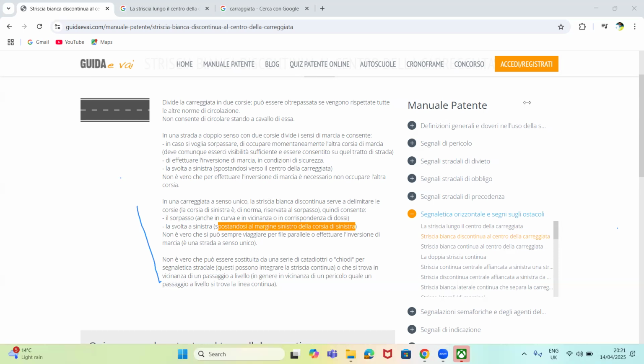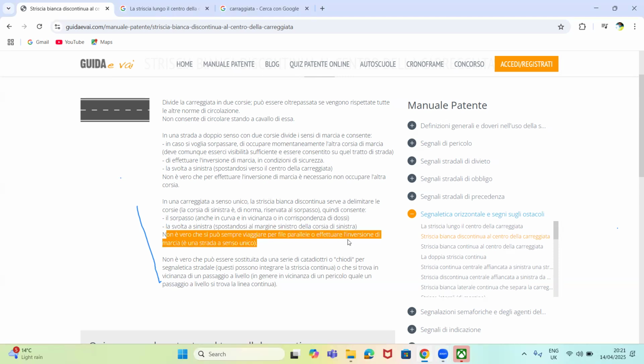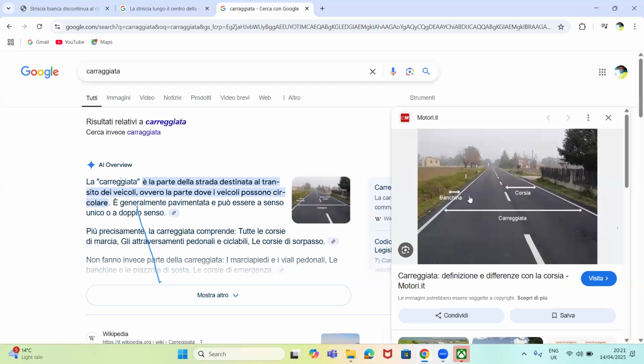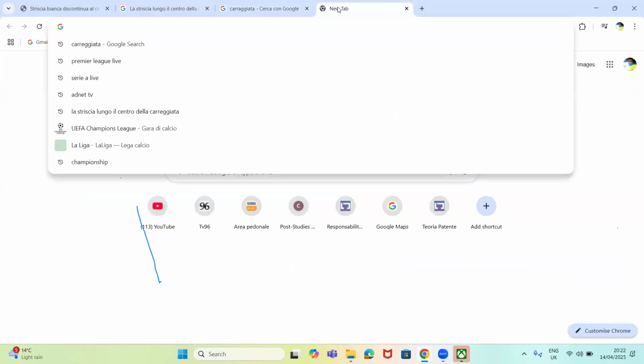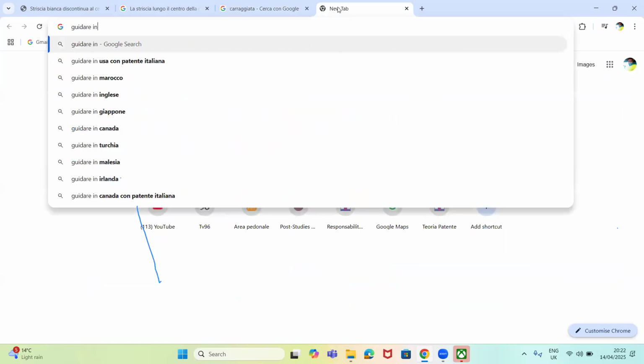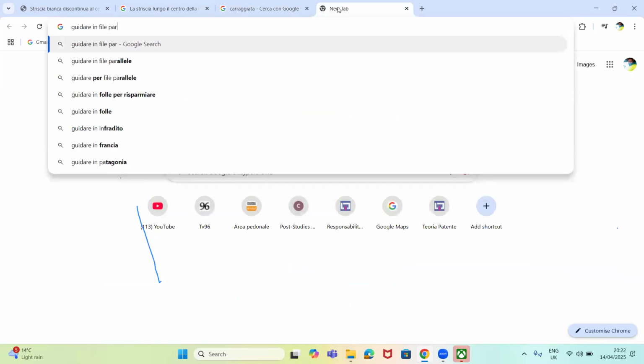And this is what I tell you, they're very, very deep. Let's continue. Now they're going to say, watch: non è vero che si può viaggiare per file parallele. I will show you a picture now. They said, se questa strada è a senso unico, non è vero che si può sempre viaggiare in file parallele. Because we don't say all cars go in the same direction. Now I'll show you the meaning of file parallele. Please, guys, this is very deep. Guidare in file parallele. Let me show you this.